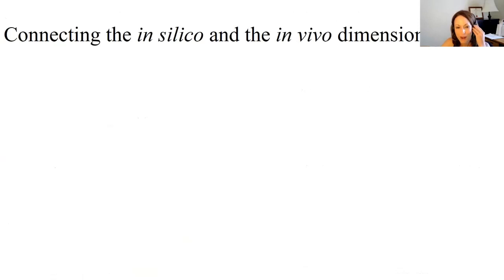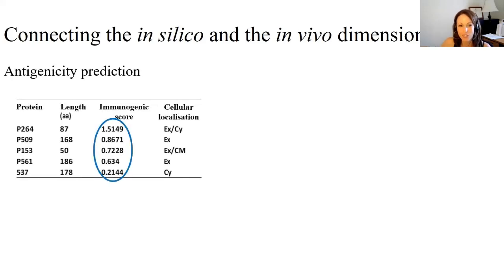So how did we try to connect the in silico and in vivo dimension of the project? As I mentioned, for all of the candidate proteins, we did antigenicity prediction. We looked at the immunogenic score that was generated by VacciGene. You can see that this score was pretty high for some of the candidates and decreased for other candidates, with our negative control that was attributed a very low immunogenic score.